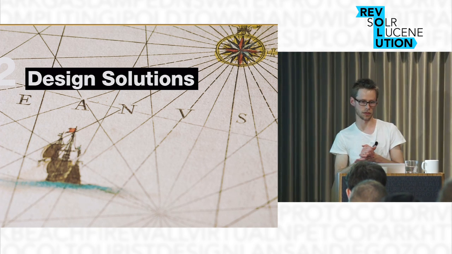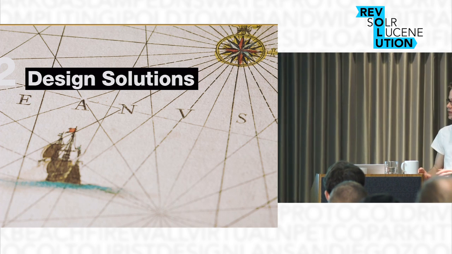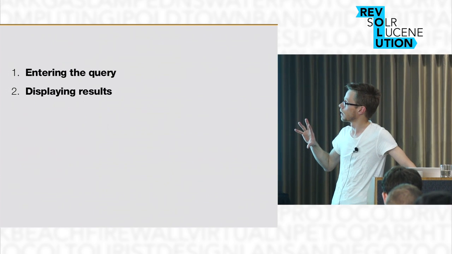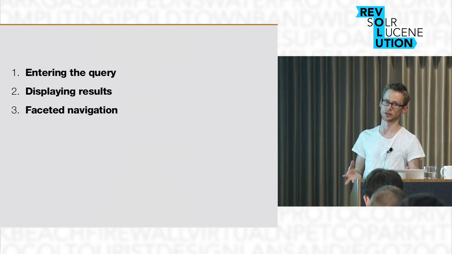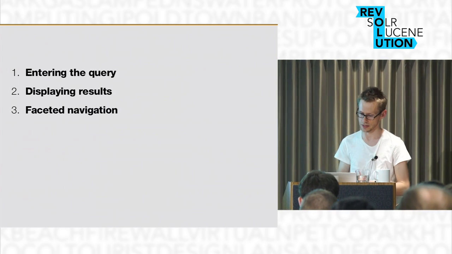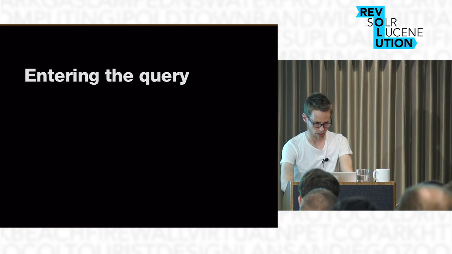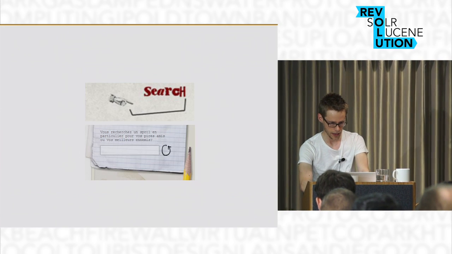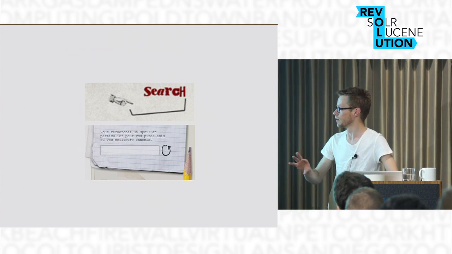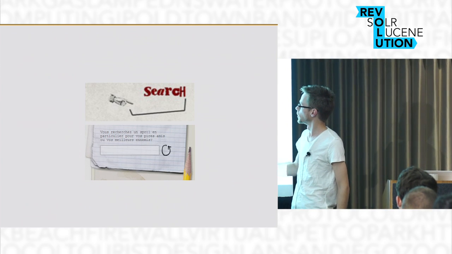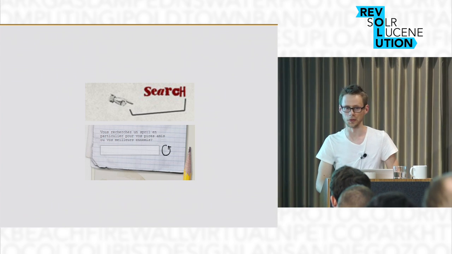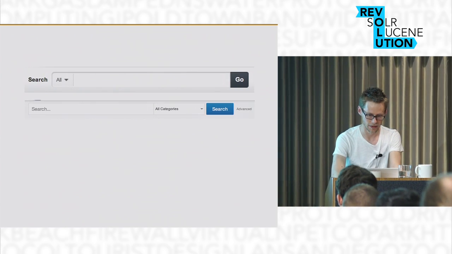Okay, now for the really fun part, design solutions. We're going to look at lots of different examples, focusing on the bread and butter of search user interfaces: entering the query, displaying results, and faceted navigation. We'll start with the absolute basics, and that is the search box itself. Basically, don't be too clever. Don't try to make the search box look like a bucket with a finger pointing to it, because people won't see it and won't notice that that's search.